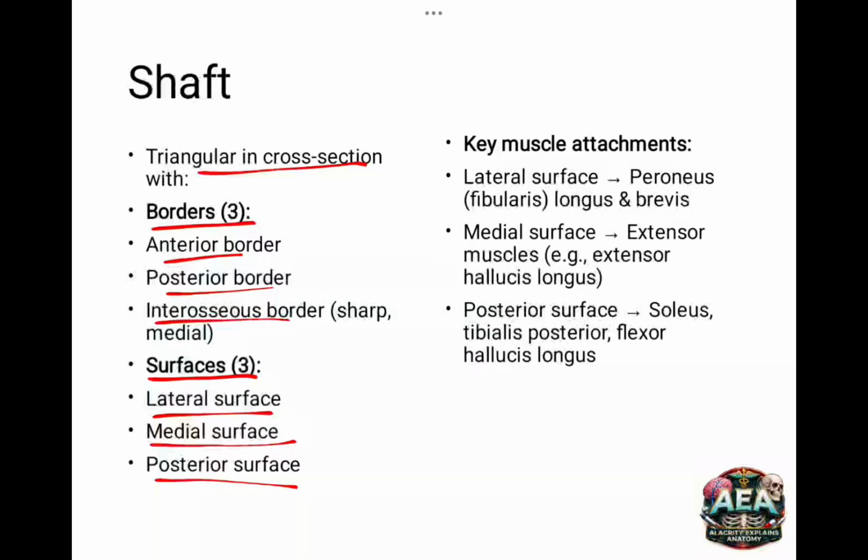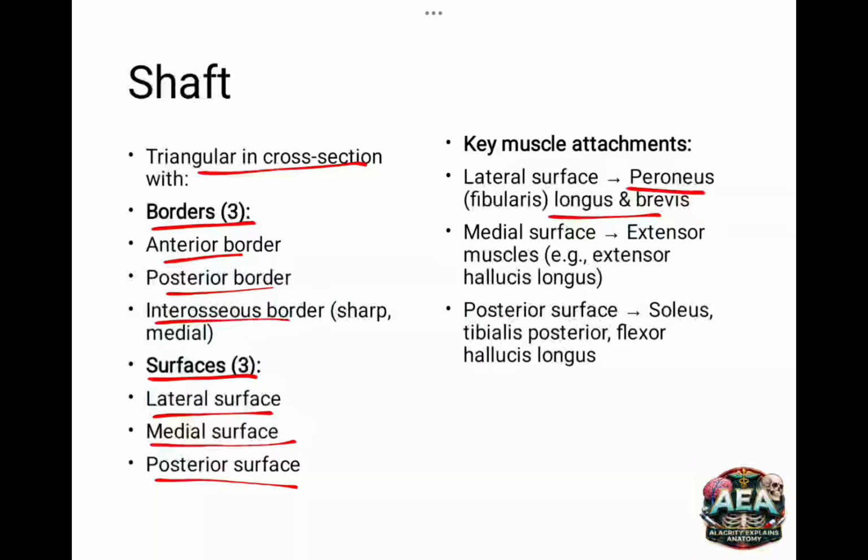Now, important key muscles attached to these surfaces of the fibula. Remember, we said the fibula plays a muscle attachment function. So the lateral surface is the attachment of the peroneus longus and peroneus brevis muscles. Don't forget, peroneus longus and peroneus brevis muscles on the lateral surface of the fibula.